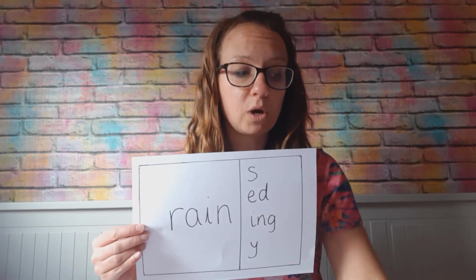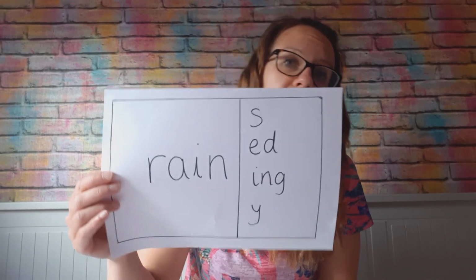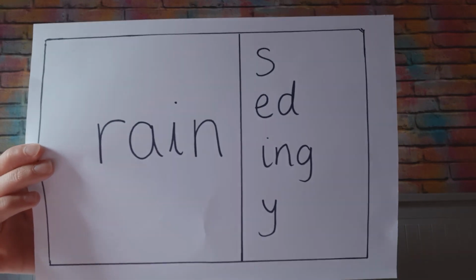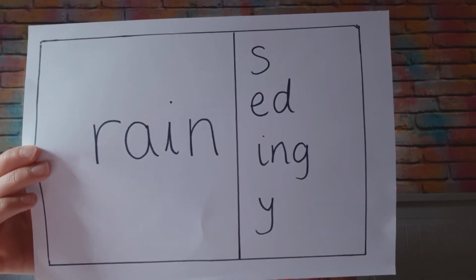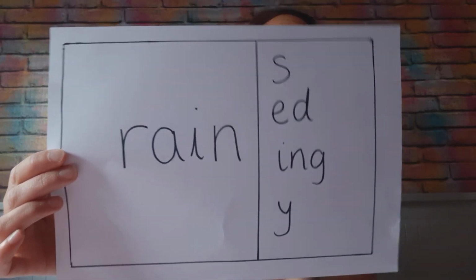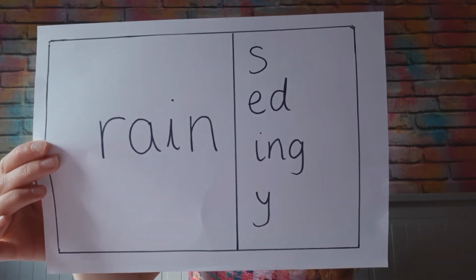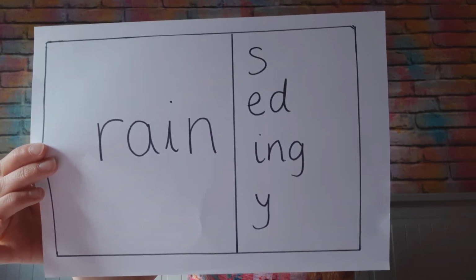So I'm going to show you this, which is our morpheme frame, and you can see that you can build words using that morpheme frame. So I'm just going to hold that up to the screen, and I want you to see if you can build some word sums by adding these suffixes onto our root word rain.